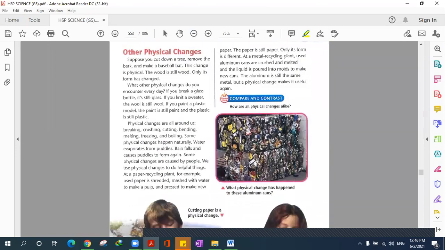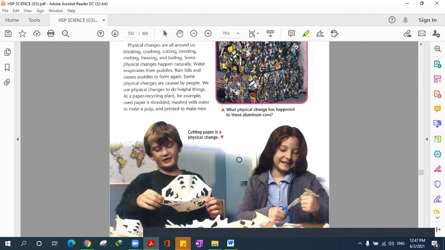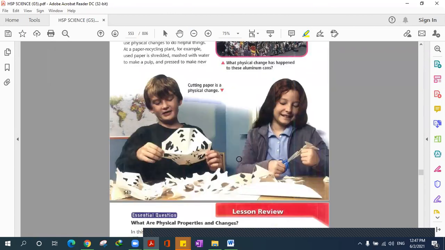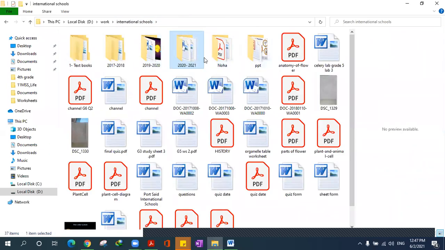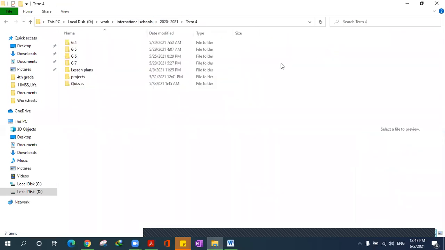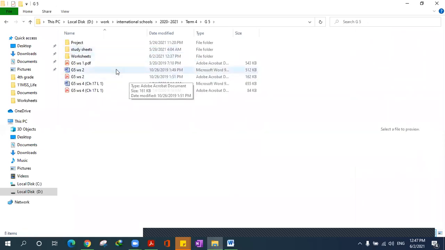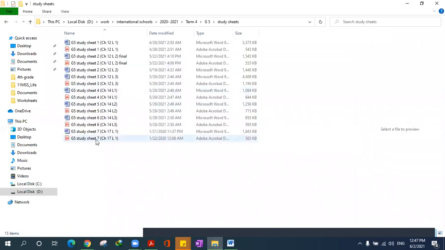And then you learned about other physical changes like cutting paper, shredding it, recycling paper, recycling cans, melting things, and shaping paper. These different changes are still physical changes because it's still the same substance. It didn't change.